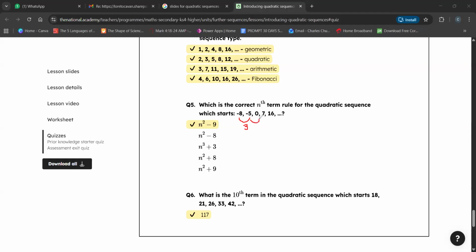Then when we do the next one, between -5 and 0 is 5, isn't it? Yes, sir.